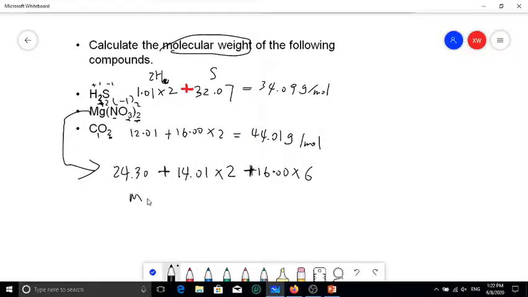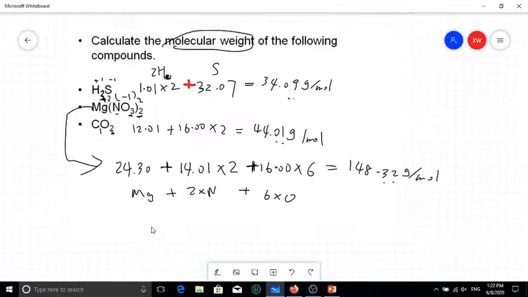So this is magnesium plus 2 nitrogens plus 6 oxygens. Okay, so the total is 148.32. Again, we're always keeping 2 decimals at the end for each molar mass, gram per mole. Now, once you are able to calculate the molecular weight given any formula, then we ought to be able to do all of those conversions we have done with the single elements.